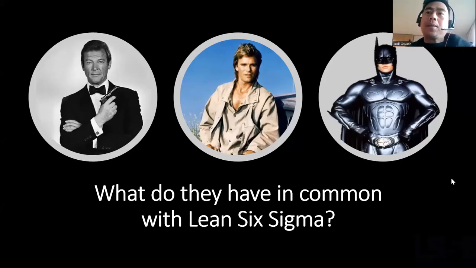So the first one is Roger Moore, who played James Bond. And the second guy is a guy called MacGyver, played by Richard Dean Anderson. It's a popular TV show in the 80s. And of course, the third one is Batman. So the question is, what do these guys have in common with Lean Six Sigma?